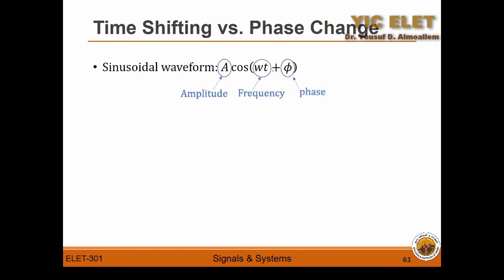Now, before concluding this, I want to compare time shifting and phase change. If we're talking about sinusoidal signals, then this is the phase that we're talking about. If there is a change in the time, like replacing t with t minus t naught, then if we open the brackets, there will be an effect on the phase of the signal. So time shifting has an impact on phase change.